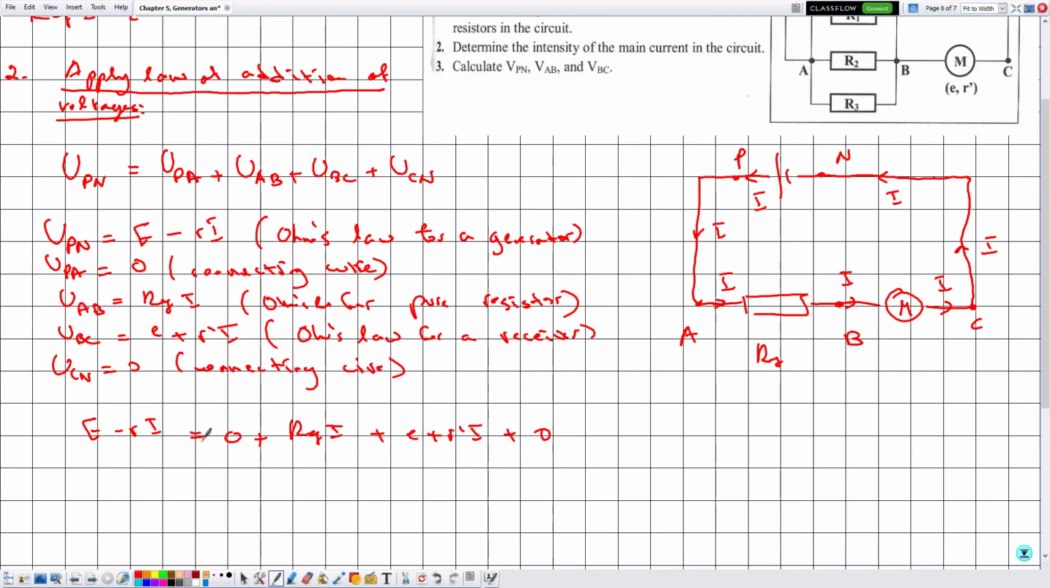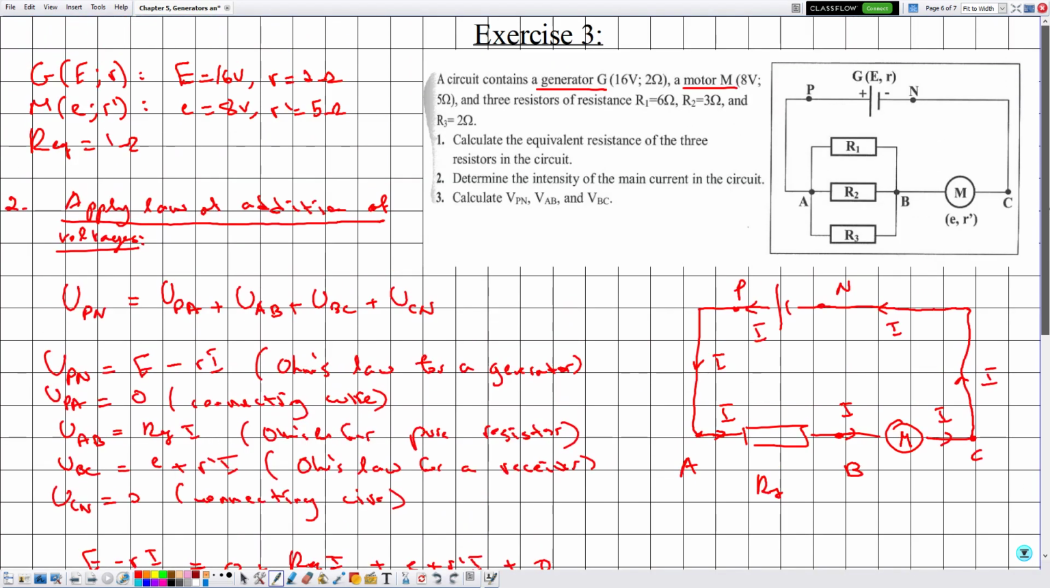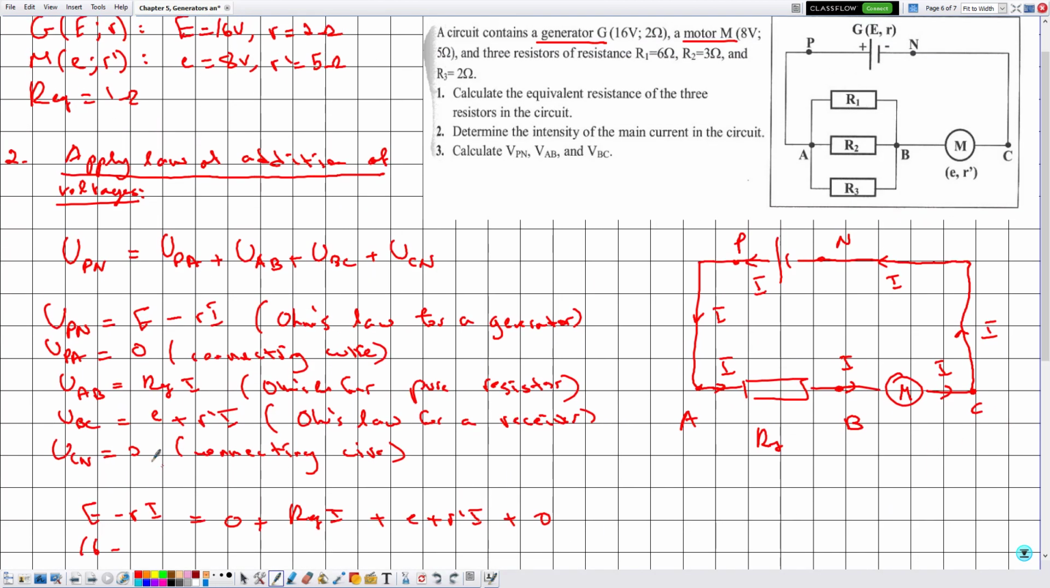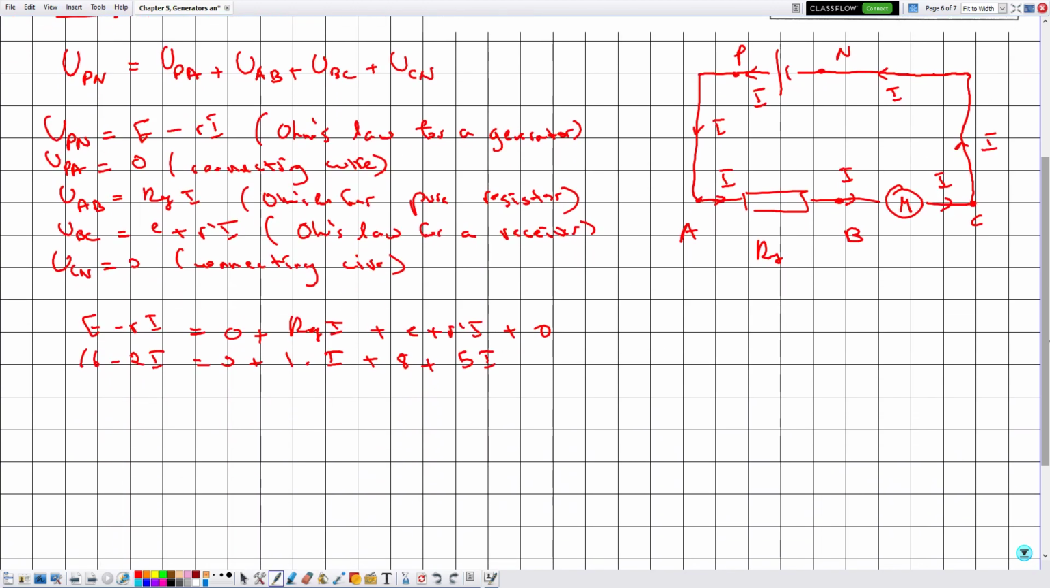Now let me replace the values of E, r, R equivalent, small e, and R prime. The capital E is given by 16. Small r is given by 2. R equivalent is given by 1. I is I. Small e is given by 8. R prime is given by 5 multiplied by I. So here we have that 16 minus 2i is equal to I plus 8 plus 5i.